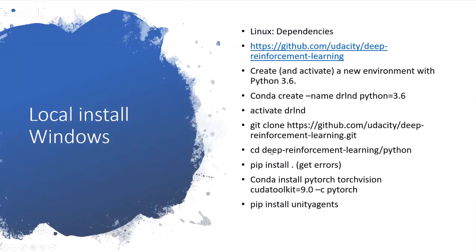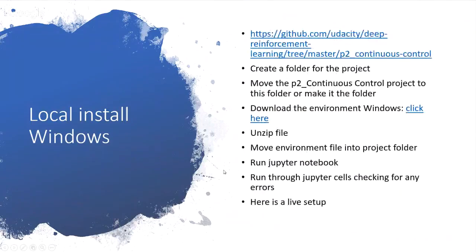Then cd into deep reinforcement Python and do a pip install. If you get errors, conda install PyTorch TorchVision, and then pip install Unity agents, and you should be fine for Windows. So just follow that, very straightforward. I find that easier than what's on the Udacity Git repo. This is a straightforward way of doing it.